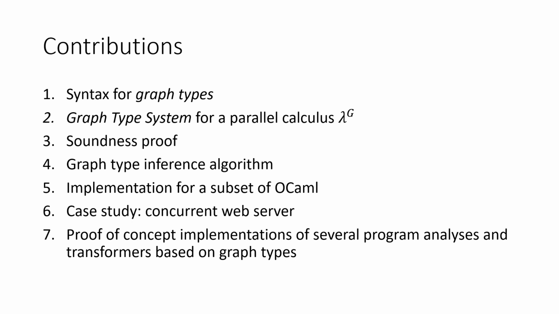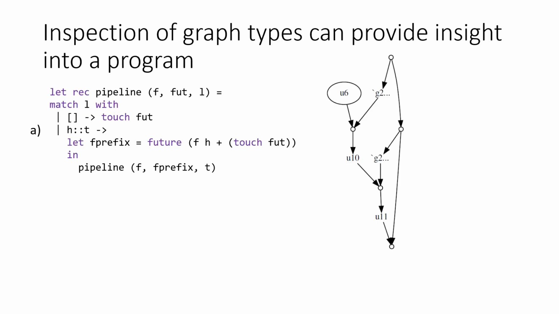The implementation was tested on a number of micro-benchmarks, as well as a larger case study of a concurrent web server, and also includes proof-of-concept implementations of several program analyses and transformations that can be done over graph types. Namely, a deadlock detector, an analysis to estimate the asymptotic complexity of parallel programs, and a transformation that can convert some programs written only using futures into programs using only a simpler form of parallelism known as fork-join parallelism.